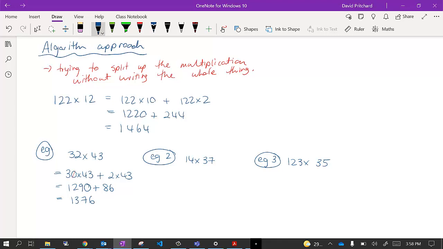Okay, we'll look at the second one. We got 14 times 37. So how do we break that up? I'm going to flip this around and think of it as 37 by 14. And that way I'll break it up into 37 times 10 and 37 times 4. So times 10 is nice and easy.